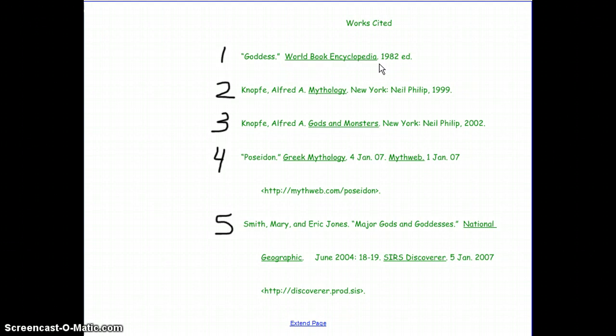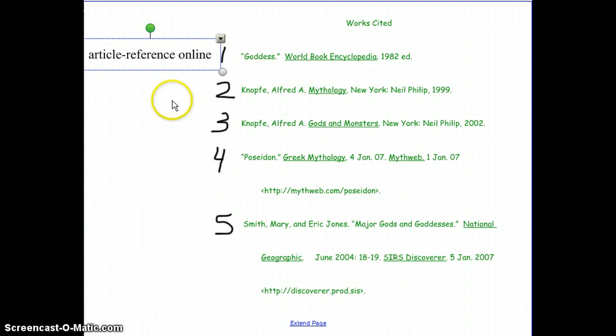What kind of source do you think that is? Article. It's not a book, though. It's a little more specific. It is a printed thing, but it's not a book. It's a reference source. But is it online? No, this time we're actually looking at a relic of the past. An actual encyclopedia is sitting in front of you and you're looking through it. Okay, so this is an article and a reference source.